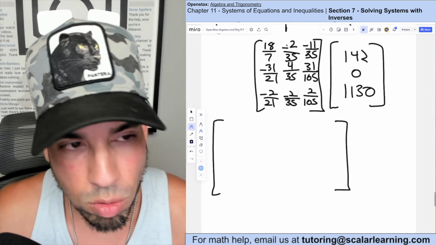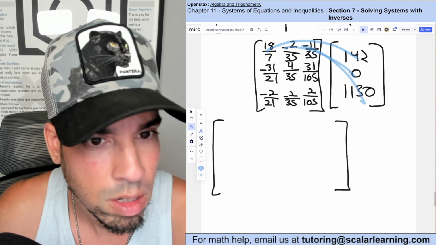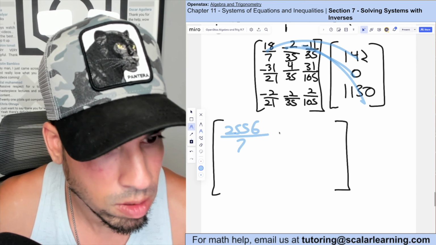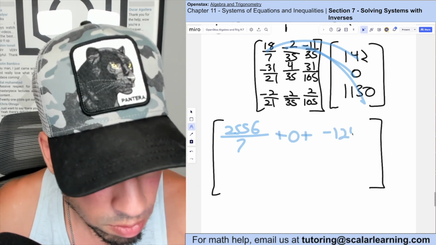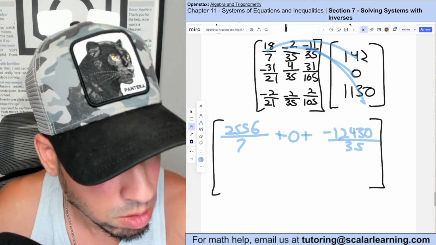Now let's do a little color coding. So we got this times this plus this times this plus this times this. That's going to be 2556 over 7 plus 0 plus negative 12430 over 35. Big numbers, but it's going to simplify nicely.